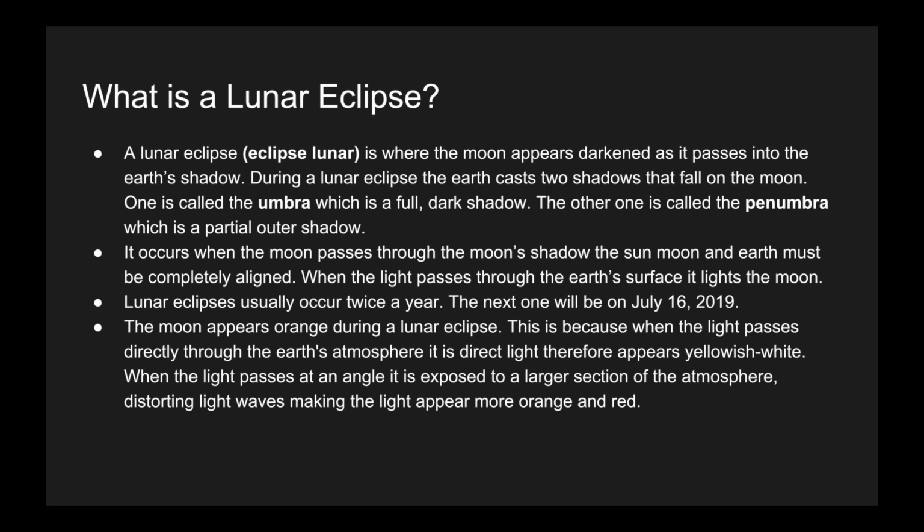The moon appears orange during a lunar eclipse, like I said, and this is because the light passes directly through the Earth's atmosphere, and it's direct light. Therefore, it seems to appear as yellowish white. So when this light passes at an angle, it's exposed to a larger section of the atmosphere, distorting the light waves, making the light appear more orange and red.